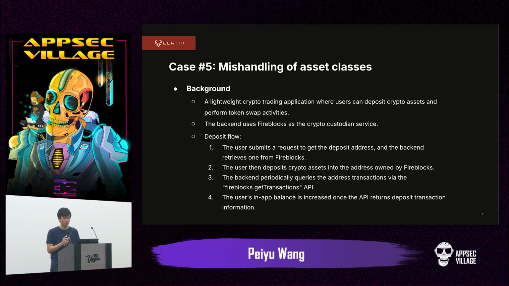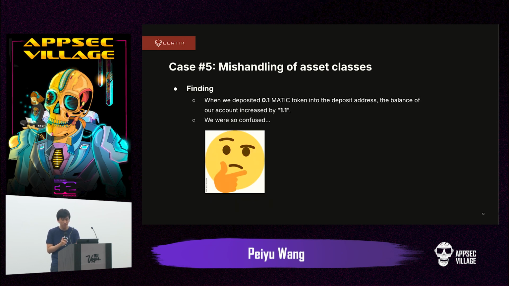And then the backend periodically queries the Fireblocks getTransaction API. And if it sees the deposited transactions, it gives the user the in-app balance. So when we were doing the testing, we deposited 0.1 MATIC token to the deposit address, and the balance increased by 1.1. We were so confused because this is not double or 10 times. It's like it increased by 1.